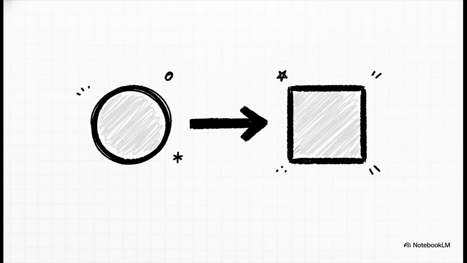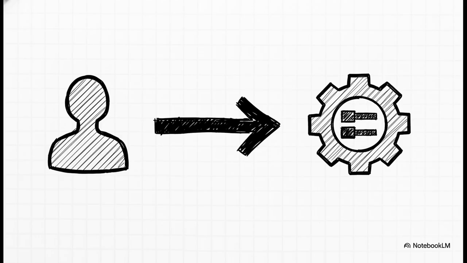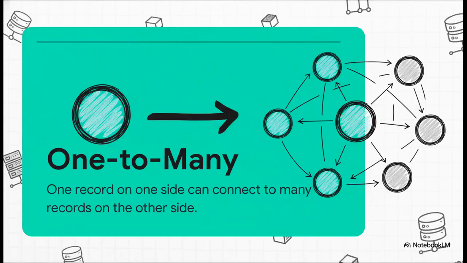All right, first type of connection we're going to look at is the one-to-one relationship. It's pretty much what it sounds like. One of thing A is connected to exactly one of thing B. A great example? A player has just one profile settings record. That's a perfect one-to-one.